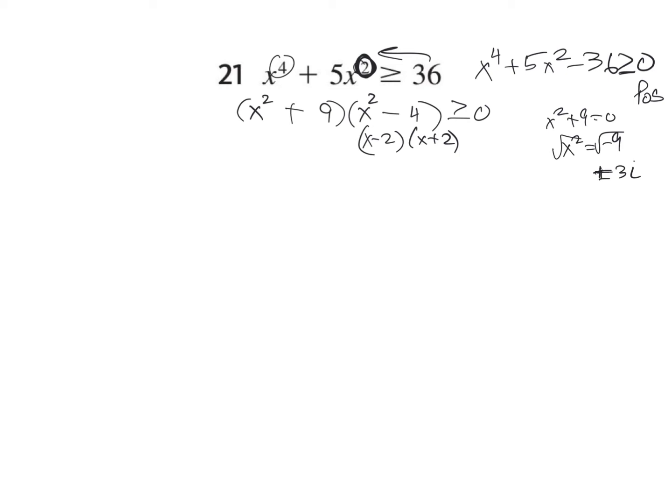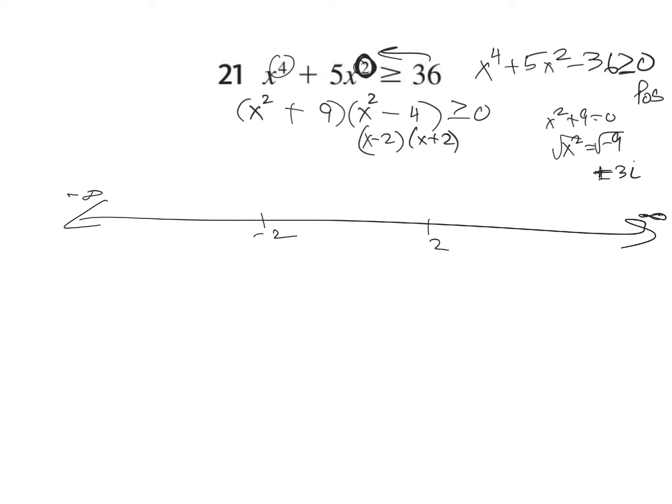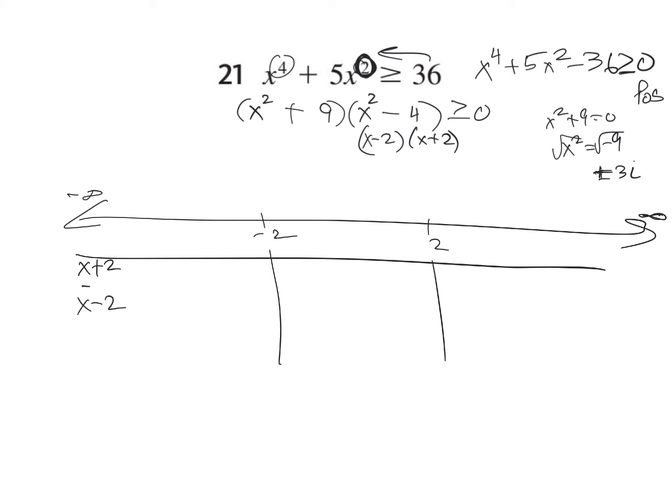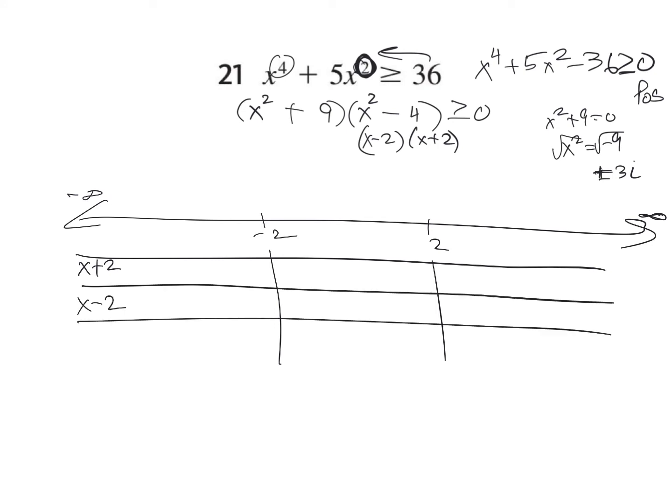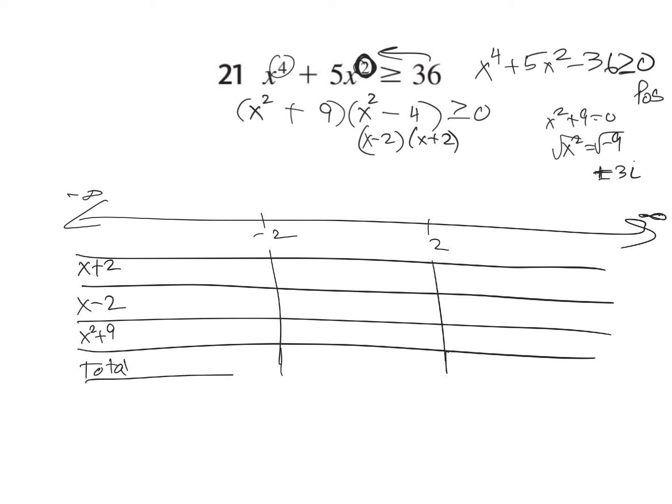So really what we're looking at is from negative infinity to infinity. We're going to use negative 2 and positive 2. We still have to do this stuff, except now it's just x plus 2 and x minus 2, okay? And x squared plus 9. You still have to check that with your totals, okay? Because they count. So now let's plug this in. You've got three things you have to multiply together.